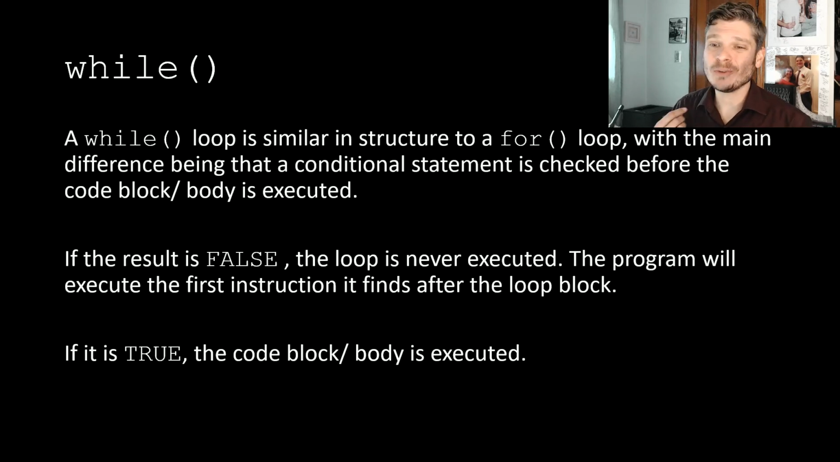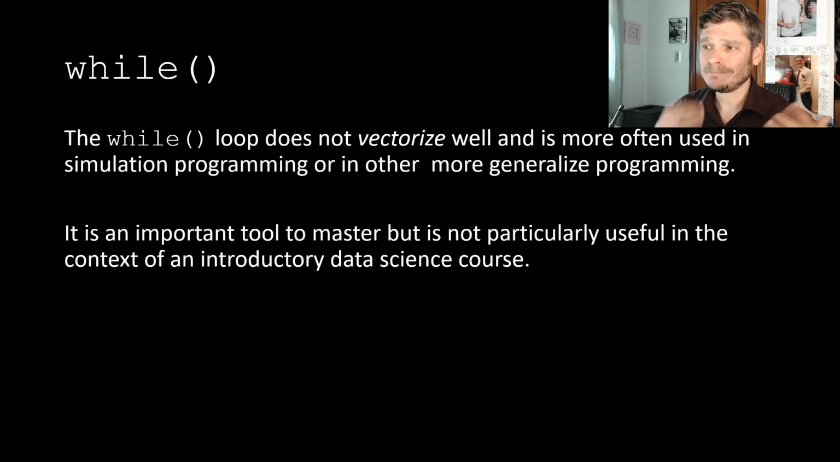All right, the while statement. So again, the while loop is similar to the for, but there's a conditional statement. If it's true, it evaluates the code chunk. If it's false, it just jumps outside and the loop is never executed. Now, again, it doesn't vectorize well, and it doesn't really have a great place in data analysis, or at least not in an introductory data science course. It is very useful in simulation programming, where you want to keep simulating until you reach a certain condition, but not so much for what we're going to do. So we're going to mostly ignore it, but just be aware that the while statement exists.